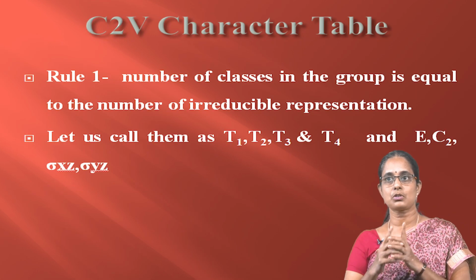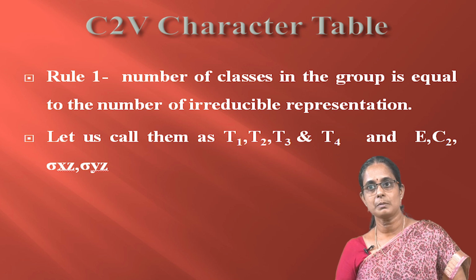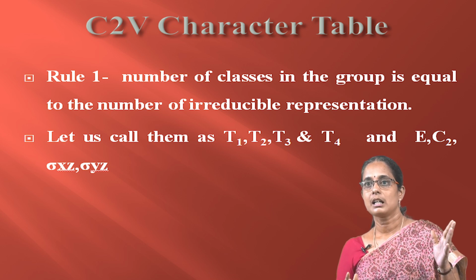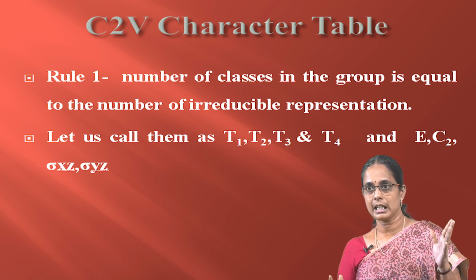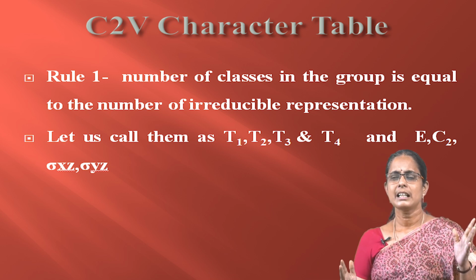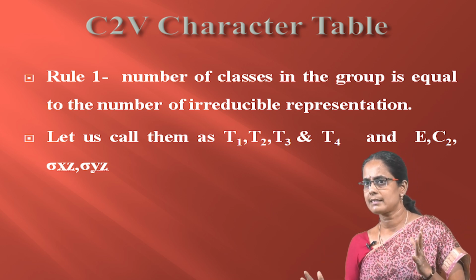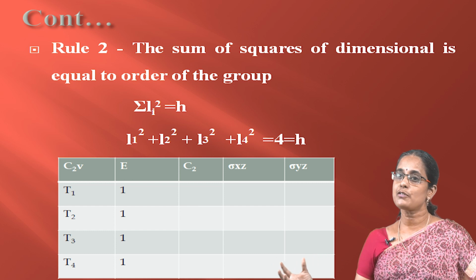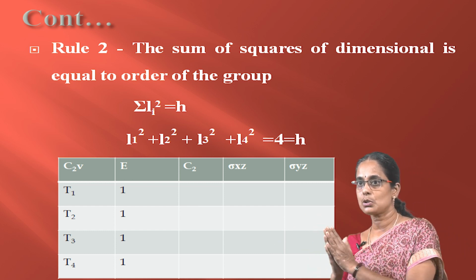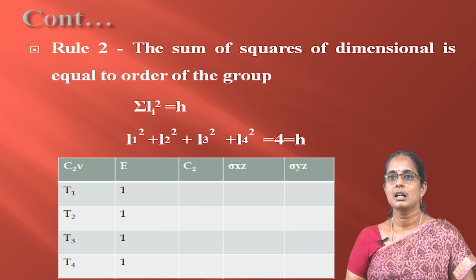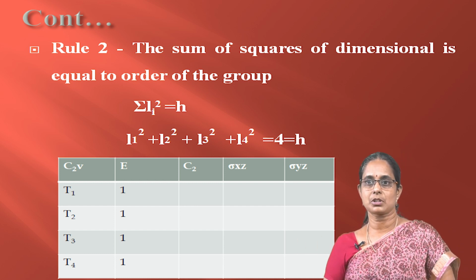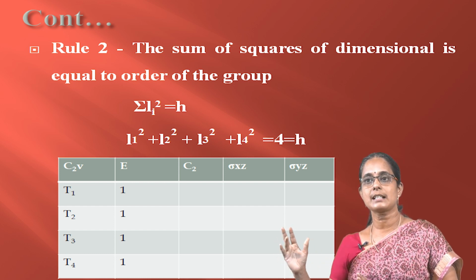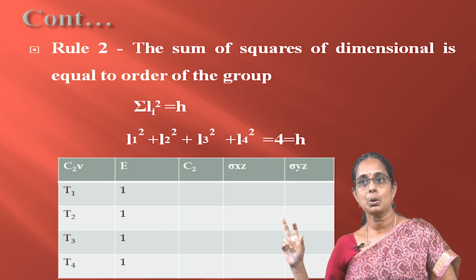First, according to the first rule, the number of classes in the group is equal to the number of irreducible representations. Let them be called T1, T2, T3 and T4, for E, C2, sigma xz, sigma yz. In the second step, the sum of squares of dimensions is equal to the order of the group: sigma li squared is equal to h. That is 1 squared plus 1 squared plus 1 squared plus 1 squared is equal to 4, that is equal to h.